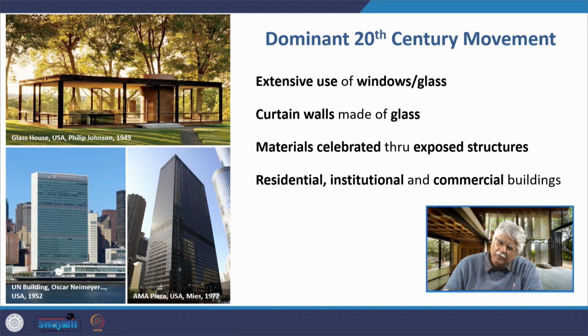This became a dominant movement in the 20th century with extensive use of glass, curtain walls made of glass. Materials were celebrated through exposed structures, and all sorts of buildings, residential, institutional, commercial, were made through the international style. So if we have a residential building like the Glass House by Philip Johnson, we have an institutional building, the United Nations building in USA, and we have the commercial building, the AMA Plaza in USA by Mies van der Rohe in 1972.